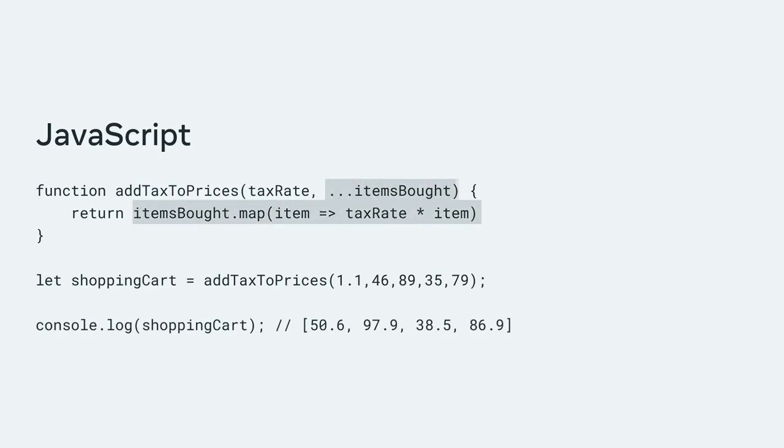In the addTaxToPrices parameters, the rest parameter gives me an array, so I can use array methods on itemsBought using the map method. It's important to know that the rest parameter must be the last parameter in the function definition. This means that adding any other parameter to my addTaxToPrices function after the rest operator and the itemsBought would result in an error.